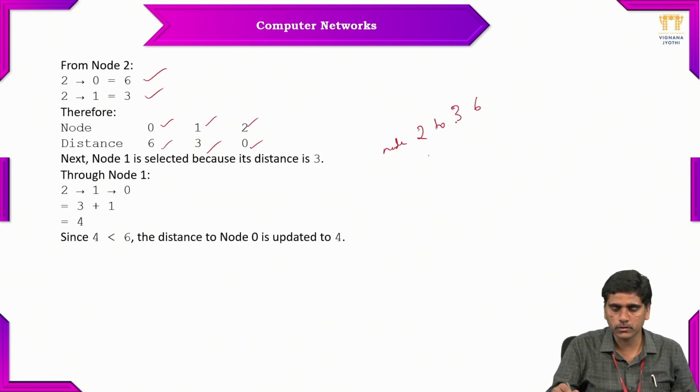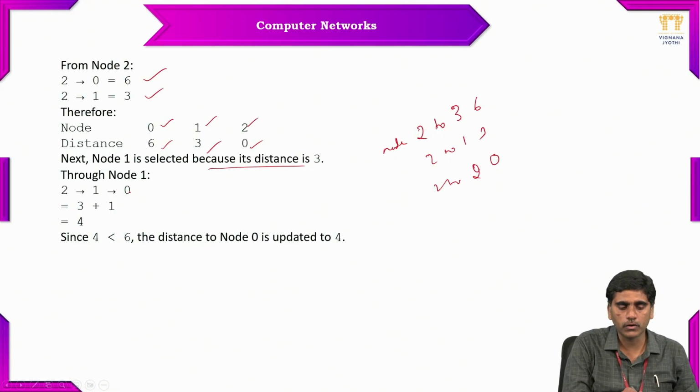2 to 3 is what? 6. 2 to 1 is what? 3. And 2 to 0, 2 to 2 is what? 0. Right. So next, node 1 is selected because its distance is 3. Through node 1, 2 to 1, then 1 to 0.